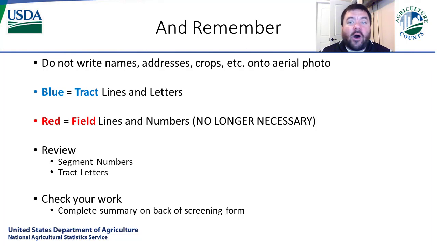Please make sure you review all questionnaires, aerial photos, and your CAPI listings to make sure the identifying information for each tract within a segment is consistent. Every ag tract should have a separate tract letter and a completed questionnaire. Every non-ag and PIGA tract should have its own tract letter as well. Review your work to make sure tract questionnaires in the segment match the tract letters on the aerial photo. Complete the summary on the back of the screening form and be certain that all tracts are properly accounted for.